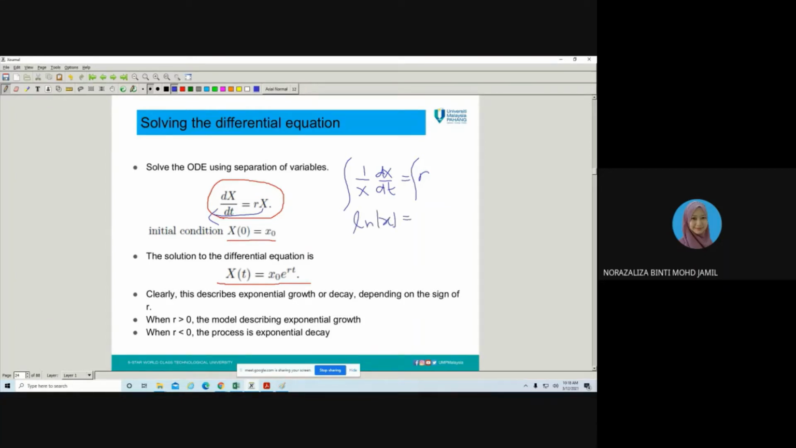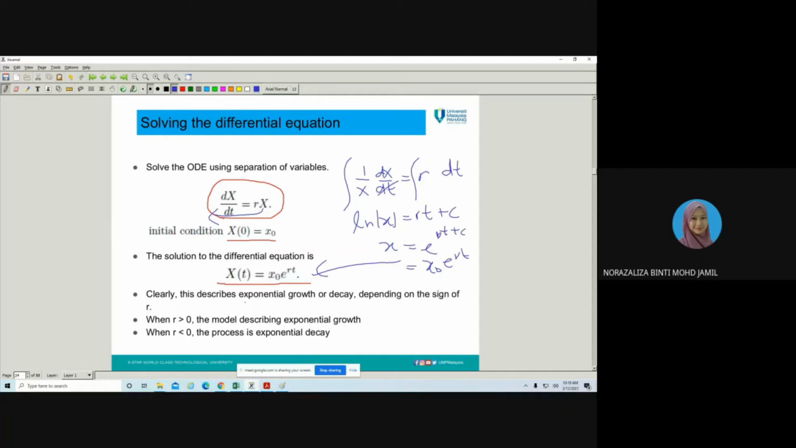And what is the integration of r? This will become rt plus c, where c is an additional constant. And to get x, x is exponent rt plus c. Okay. And then if we assume e to the c is x0, we can rewrite it like this. So we prove that the solution is x0 e^(rt).